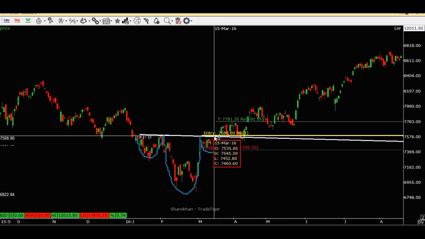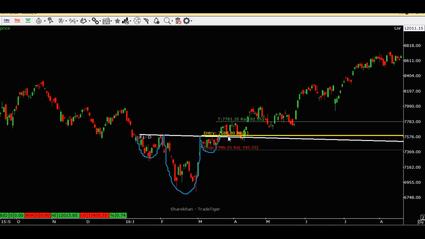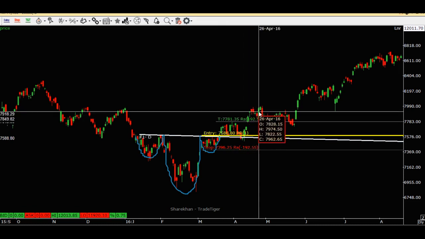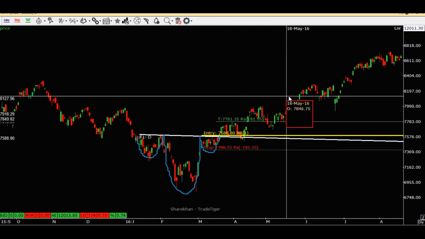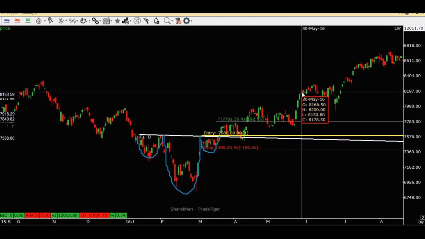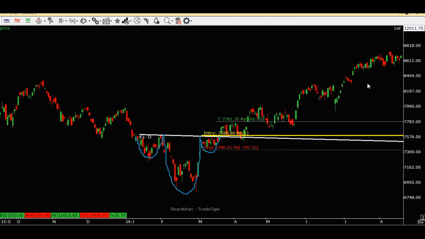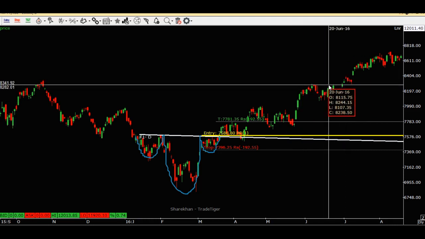Okay, and final target is, let's see, 6800 all the way to 7600, so about 800 points. So all you have to do is add 800 points from here, from 7600, so around 8400. So anyways, our target would have been achieved somewhere up here.